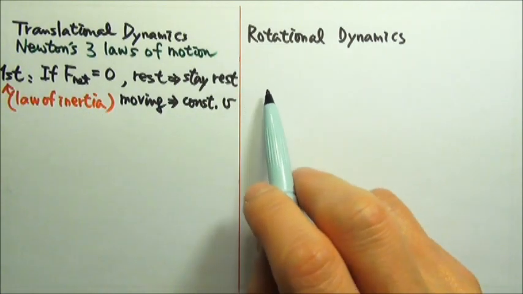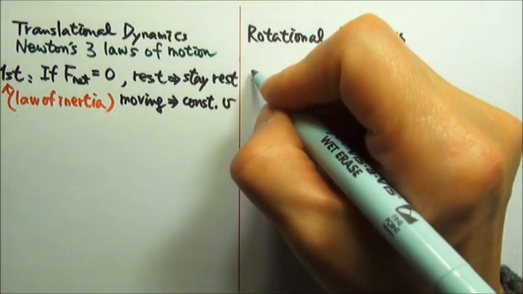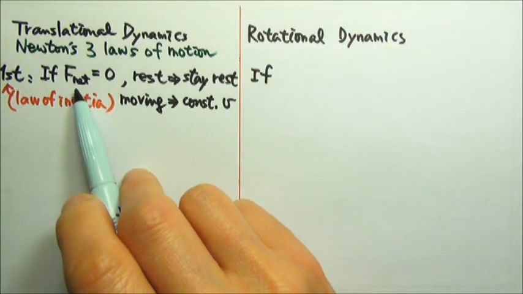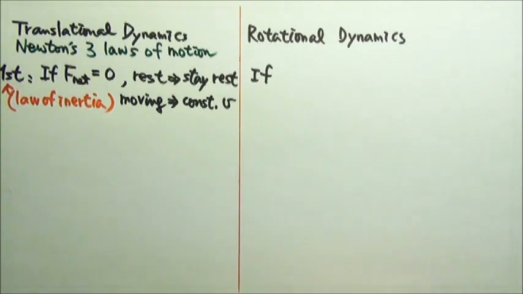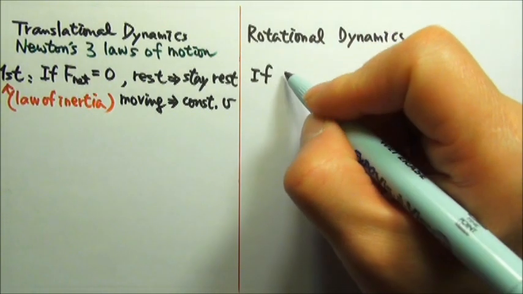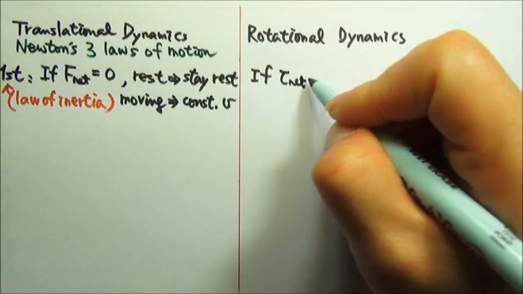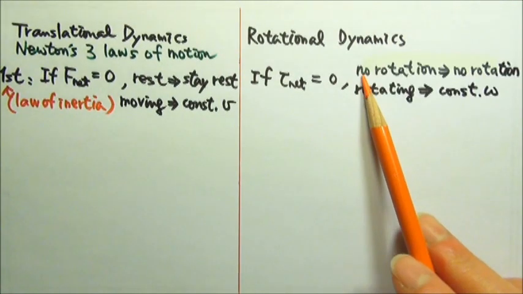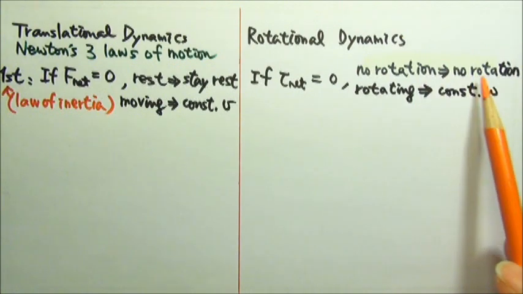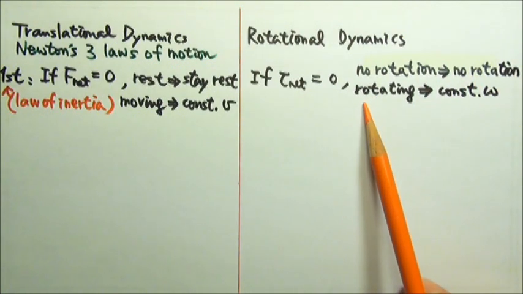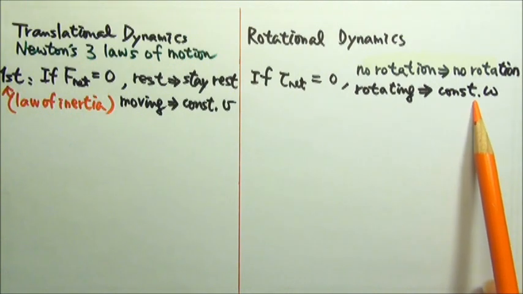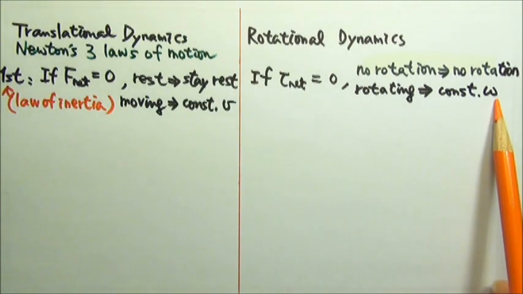The rotational counterpart for the first law is... what do you think is the rotational counterpart of force? It is torque. So it's if the net torque acting on an object is 0, an object with no rotation will stay with no rotation. If an object is rotating, it will continue to rotate at a constant angular velocity.